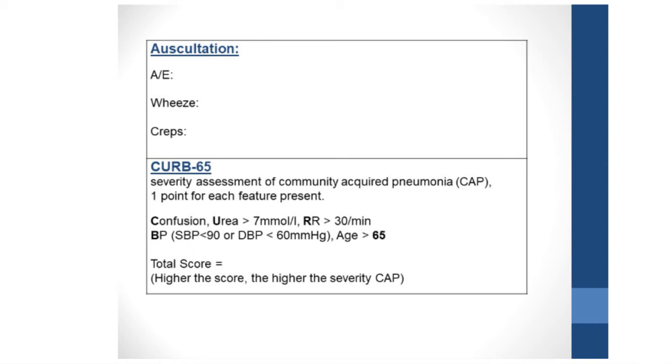It is a severity assessment of community acquired pneumonia, and you get 1 point for each feature. So if they're confused, they get a point. If their urea is over 7, they get a point. If their respiratory rate is over 30, they get a point. And if their blood pressure is in the low ranges, they get a point. And if they're over 65, they get a point. So they get a total score out of 5, and the higher the score, the higher the severity of community acquired pneumonia.